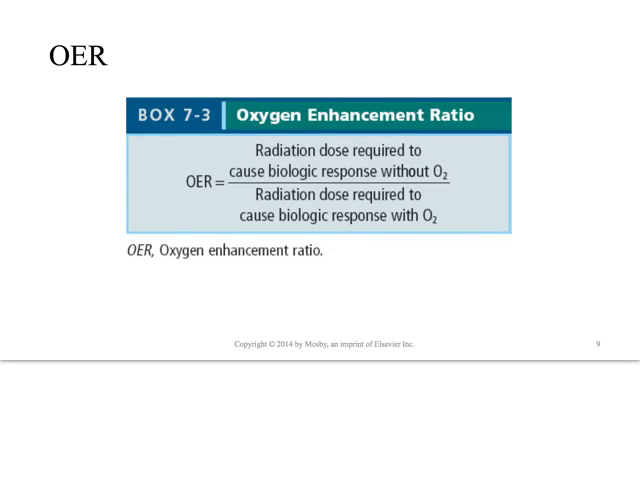But we can also actually come up with the oxygen enhancement ratio for a cell, and we just do this by the radiation dose required to cause a biologic response without the O2 in a hypoxic condition divided by it with the oxygen present.